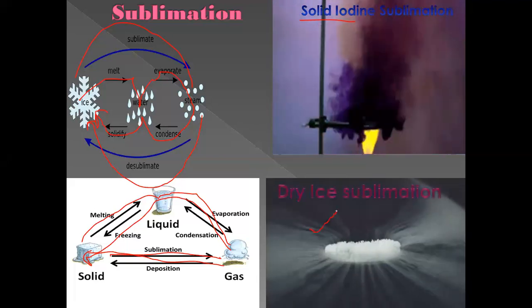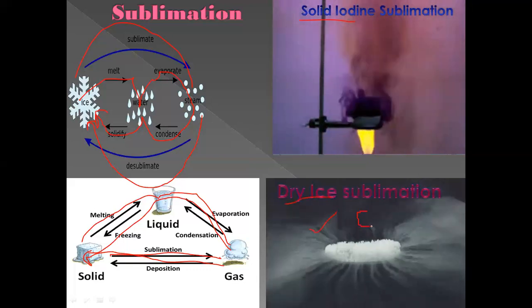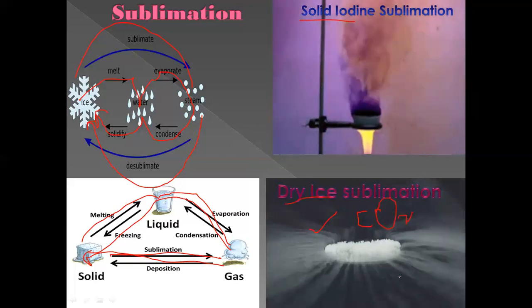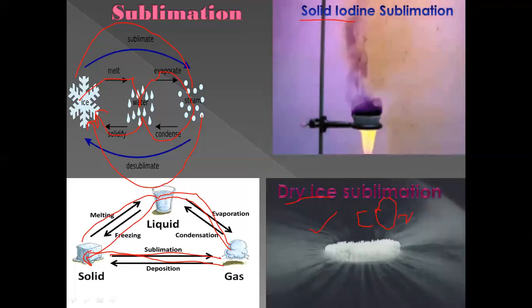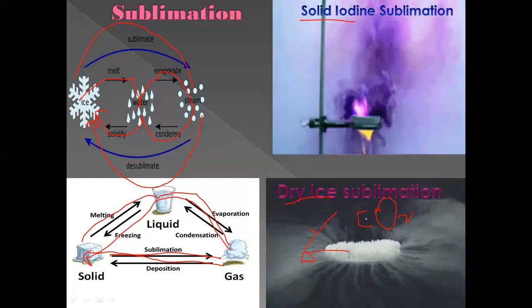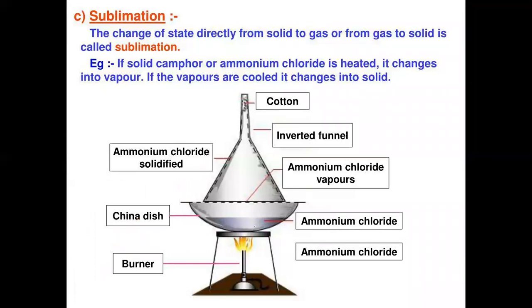If you see this one, this is a very common example, dry ice sublimation. Dry ice is solid carbon dioxide. Carbon dioxide is normally in gas form, but when carbon dioxide gets cooled down and changes into solid form, it directly changes back into carbon dioxide gas. So you can see here an example of that, dry ice sublimation. Here is the laboratory experiment, and you can see the change of state directly from solid to gas and from gas to solid, that is sublimation.